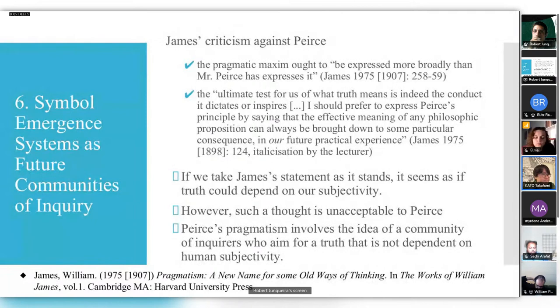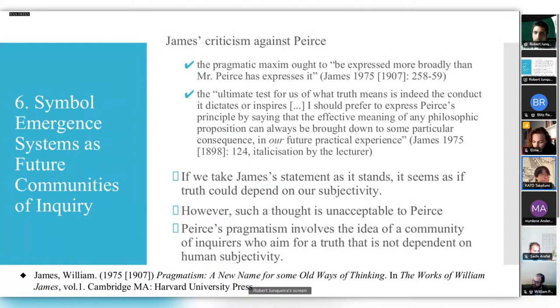The problem is that James is trying to attribute the meaning of truth and philosophical propositions to consequences that occur in our future. If we take James's statement as it stands, it seems as if truth could depend on our subjectivity. However, Peirce's pragmatic maxim was put forward with the aim to clarify several concepts used in scientific inquiry and properly advance the inquiry. If James's pragmatism involved the idea that the truth pursued by scientific inquiry may be subject to human subjectivity, such a thought is unacceptable to Peirce.